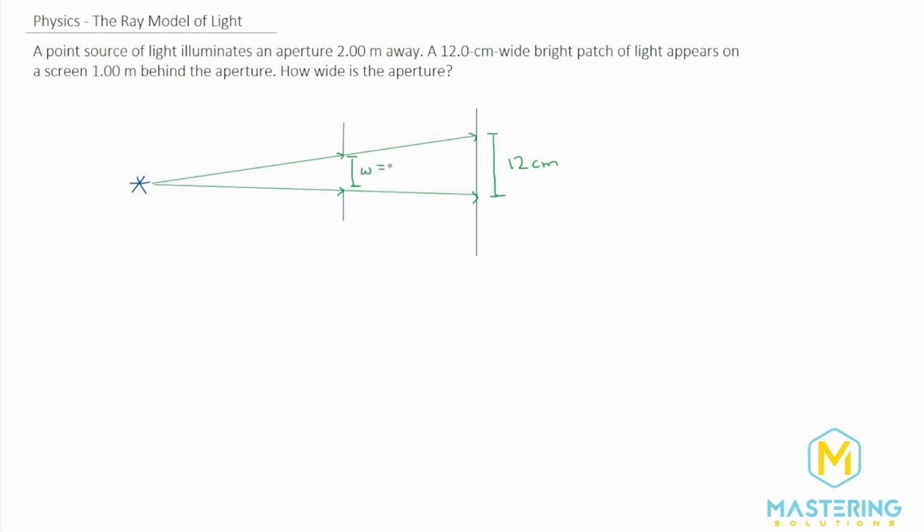So we'll say W for the width, and we're told that the distance to the aperture is 2 meters, and the distance from the aperture to the screen is another meter. So that means, of course, the total distance here is going to be 3 meters.